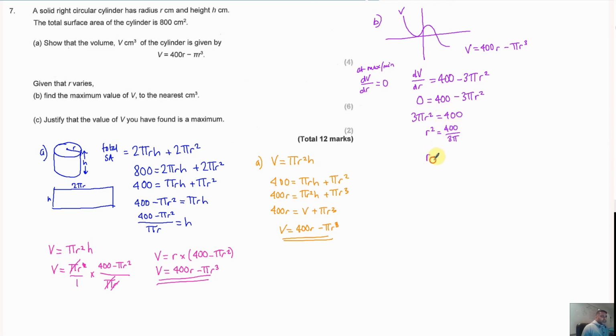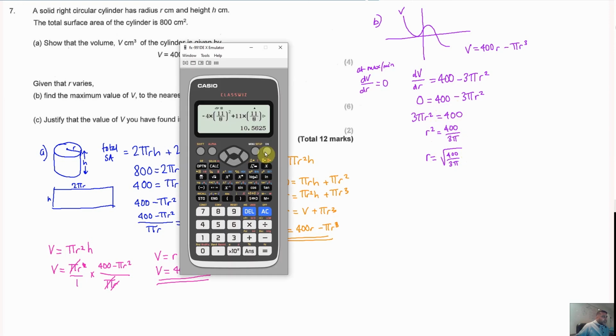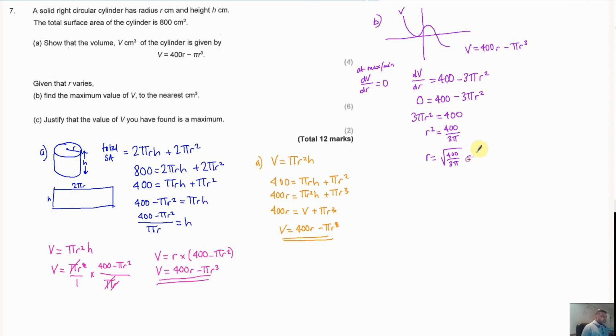And then r will be the square root of 400 over 3 pi. You don't need to work this out, but I'm going to on the calculator anyway, because it will help a little bit further along. So square root, fraction button, 400 over 3 times pi, and that gives us a radius of 6.51.